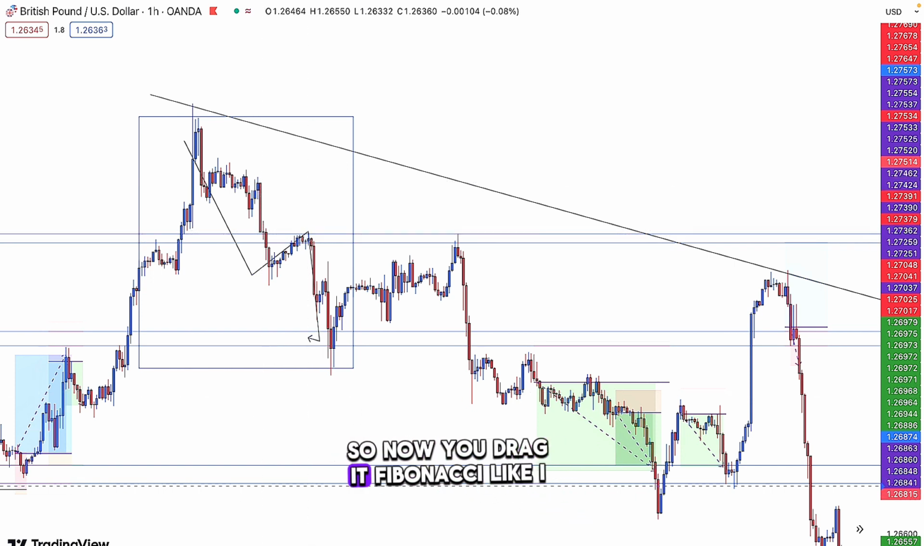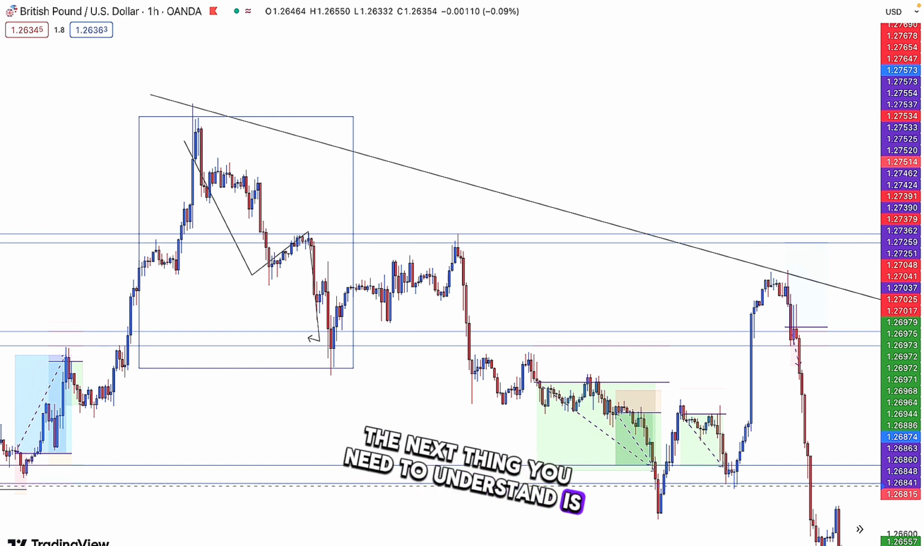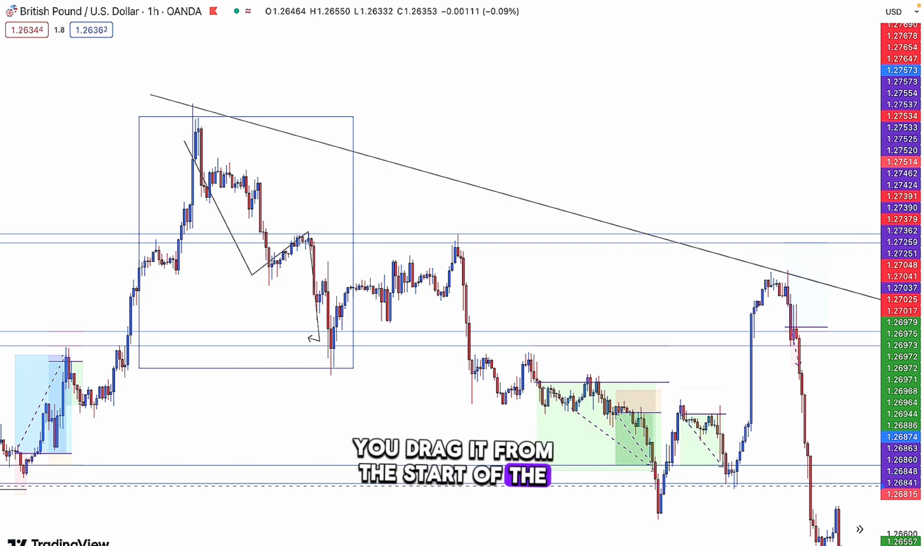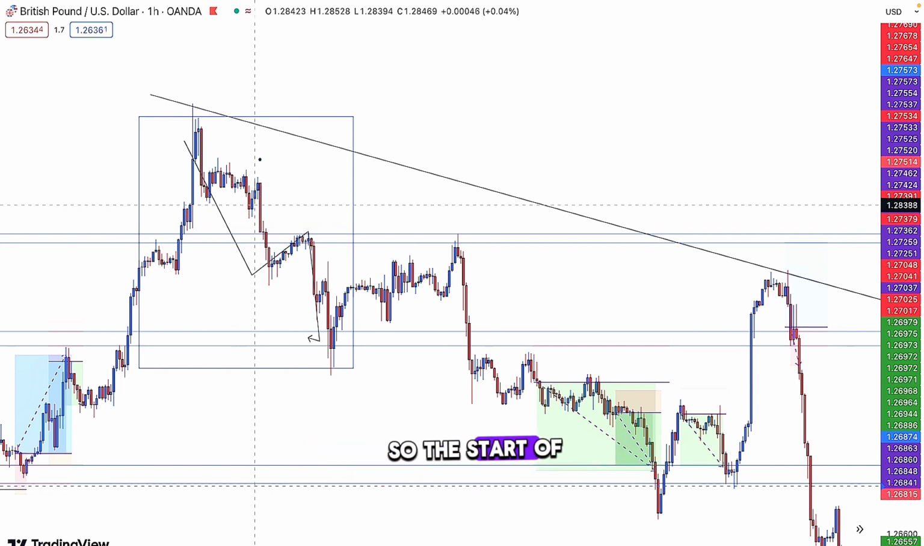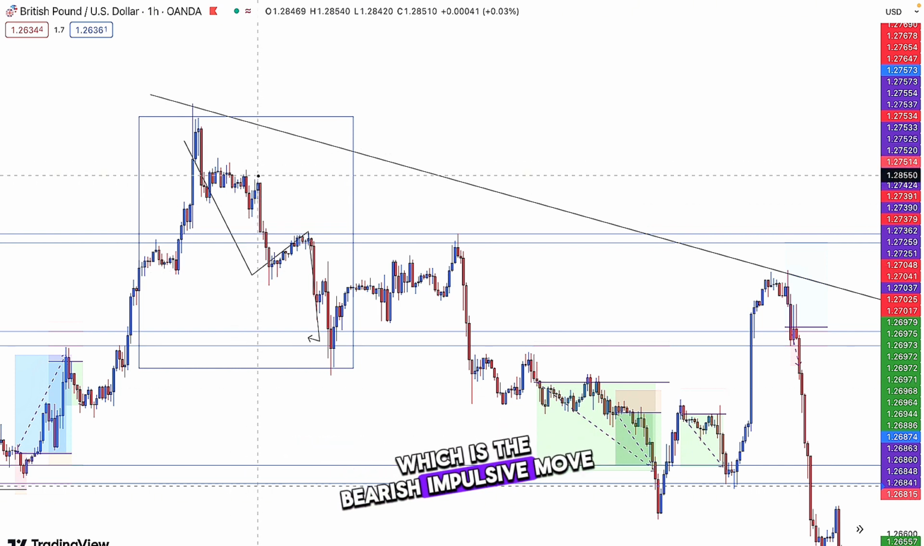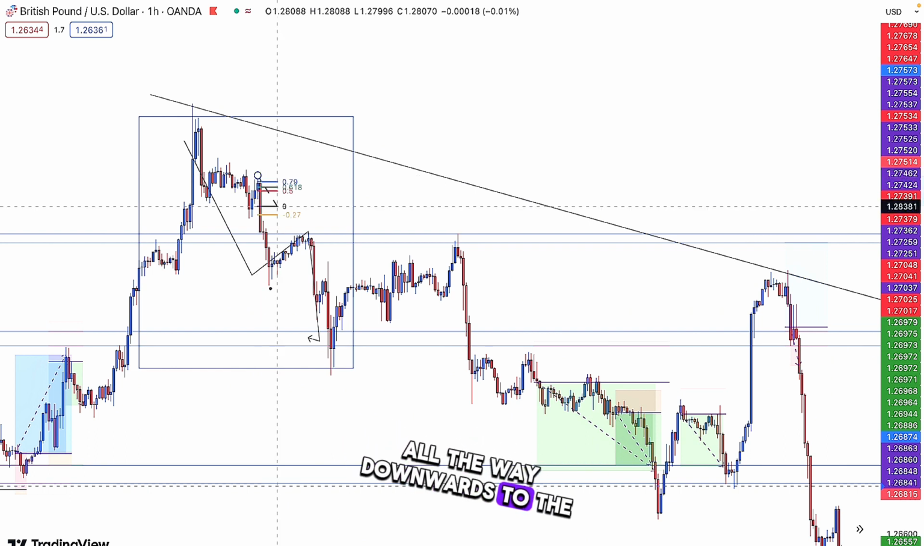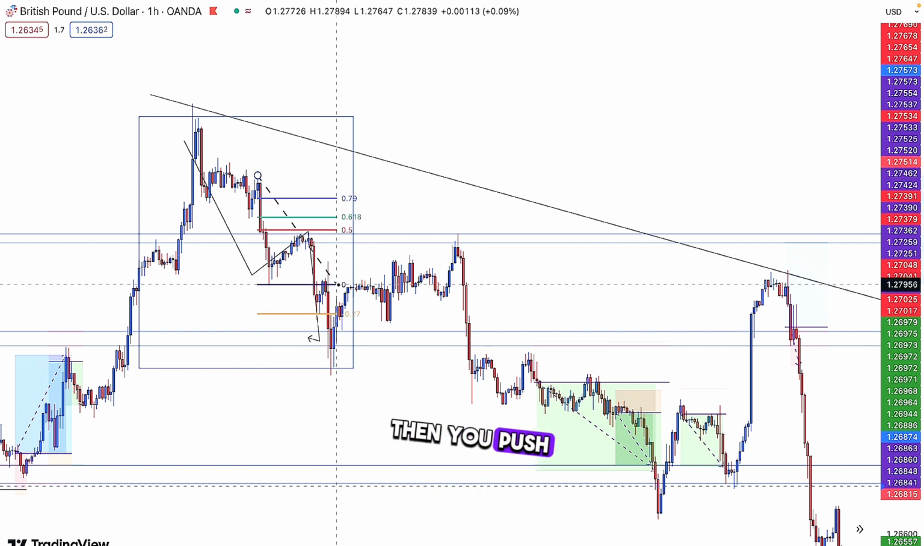Right? So now you drag it. Fibonacci, like I said, I use on a trending market. The next thing you need to understand is how to use it. You use it from the recent high all the way to the recent low. Like I usually tell my students, you drag it from the start of the impulsive move all the way to the beginning of the retracement. Now, what is retracement? I said pullbacks. So the start of the impulsive move, which is the bearish impulsive move, all the way downward to the start of the retracement. Then you push it in.